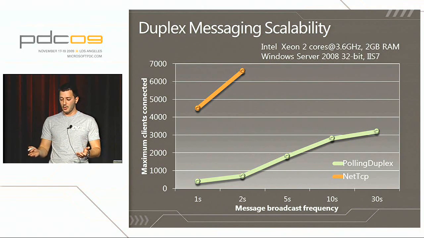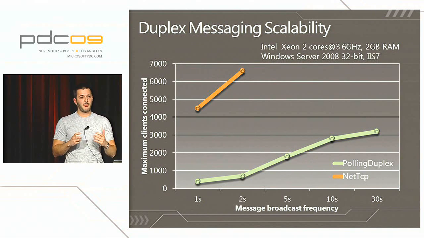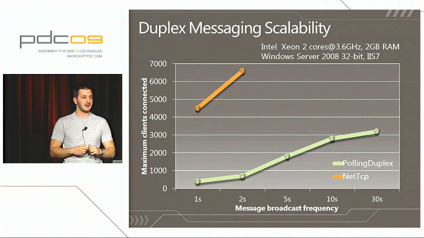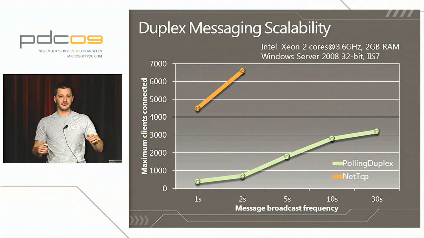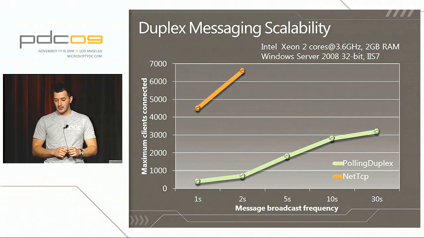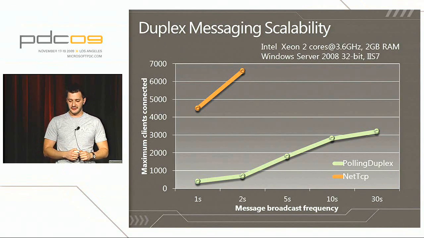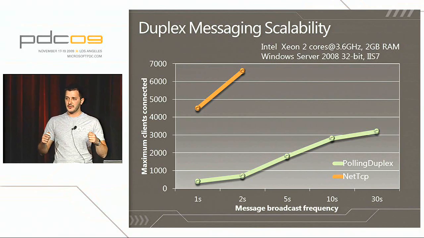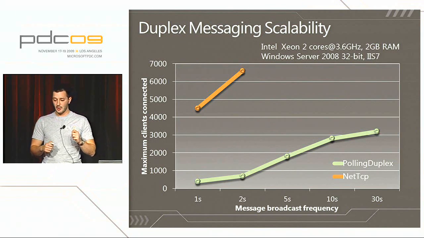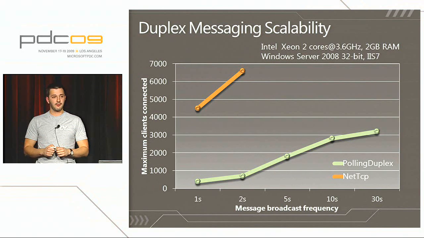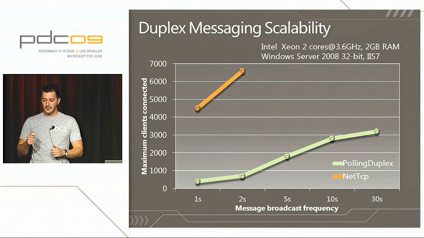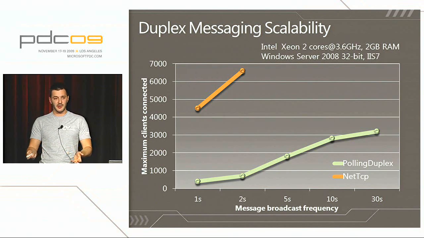Even then, we have polling duplex scaling anywhere between 500 up to about 3,000 clients, depending on the message frequency, so how fast it has to send messages back to the Silverlight clients. In this scenario, it's sending the same message back to everybody. Now, we didn't do the full set of measurements with TCP, but right away you start seeing that even at the smallest message latencies, so the messages are being sent the fastest, we already get about 4,500 up to 6,000 connected clients at these very short latencies. So the performance benefit of TCP is apparent even right there.